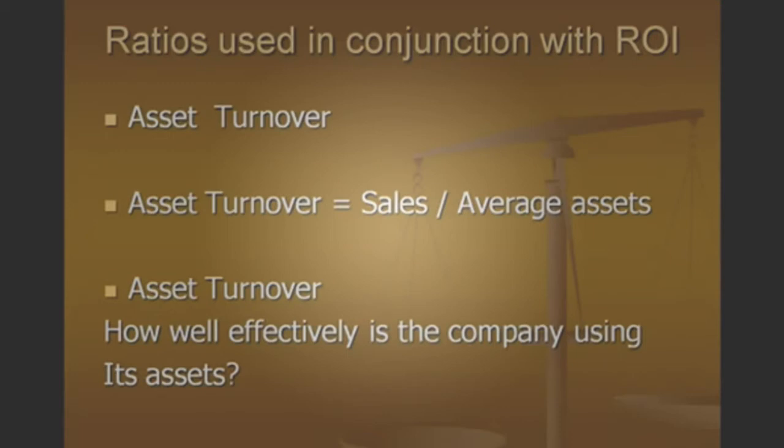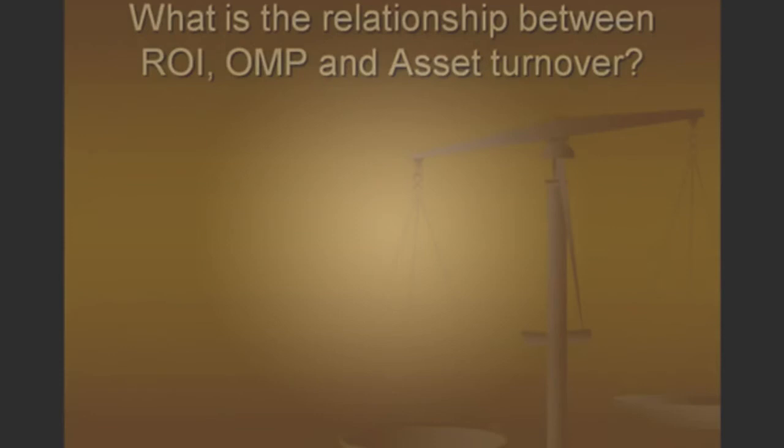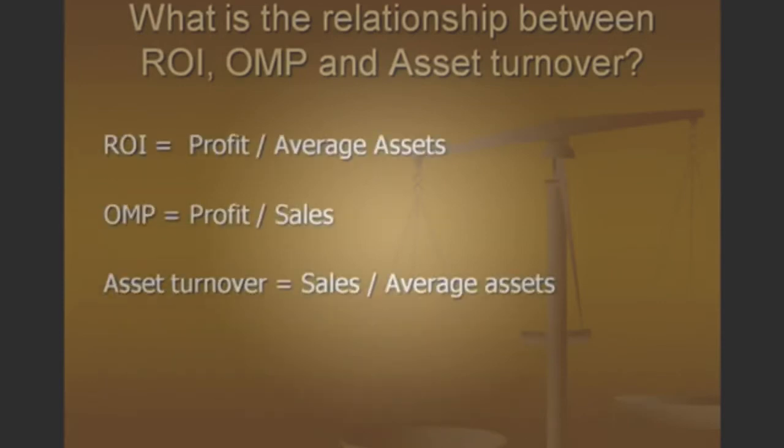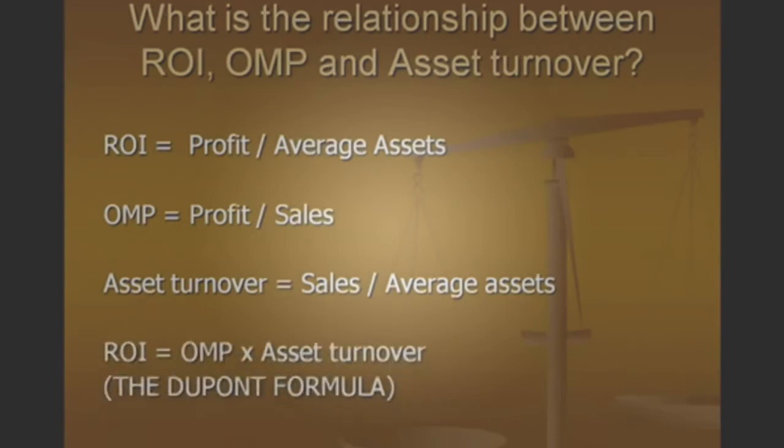ROI gives you a feel for overall performance. Do you see a relationship between ROI, OMP, and asset turnover? So, have you figured it out? Let me put the formulas in front of you. Okay. The relationship is ROI equals OMP times asset turnover. This is called the DuPont formula. So when you read the book and they talk about the DuPont formula, it's in front of you. Why is it called DuPont formula? Guess what? It was derived in the DuPont company in the early 1920s.